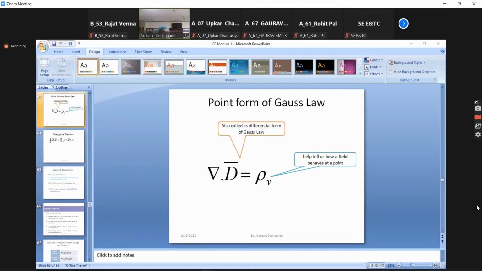Okay, so therefore whenever you take the divergence of any two vectors, the answer is going to be a scalar, which is nothing but rho v here. So rho v is a scalar value. Okay, so whenever you write down any Maxwell's equations, you have to be very careful where the dot is and where the cross is.